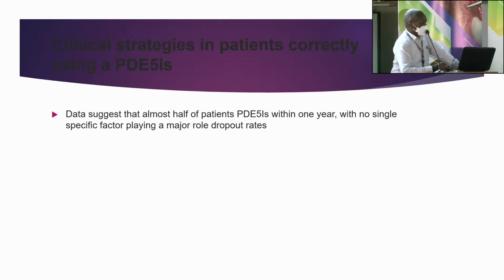So, what about those patients who are correctly using their PDE5 inhibitors? Evidence has shown that you might have to look at some of the patients who have late onset hypogonadism for testosterone replacement, or you can switch to a different PDE5 inhibitor.